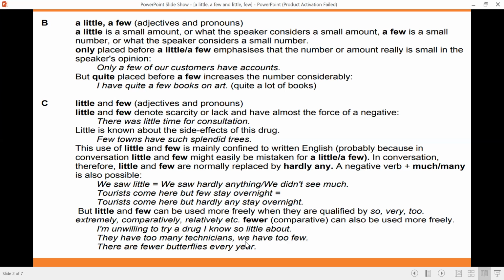They have too many technicians. We have too few. All right, few and too few. When you're using too few, it does mean very few. There are fewer butterflies every year. Here, this is a comparative form of few.